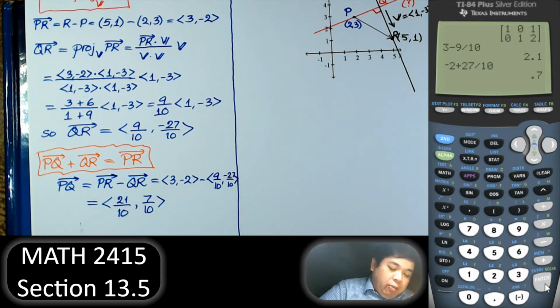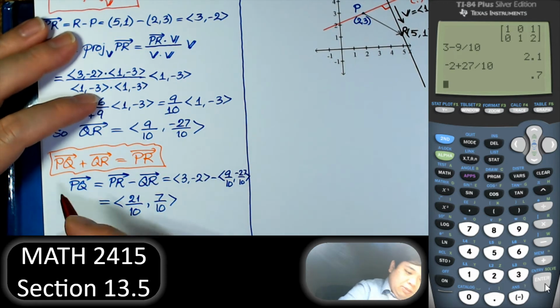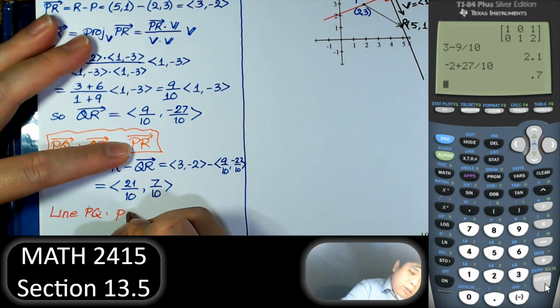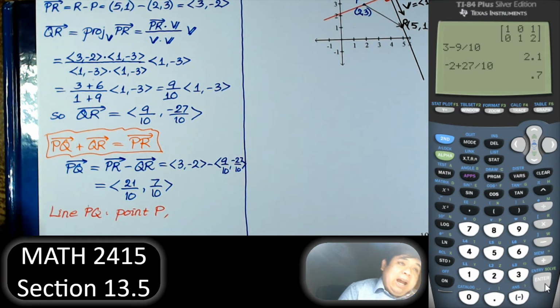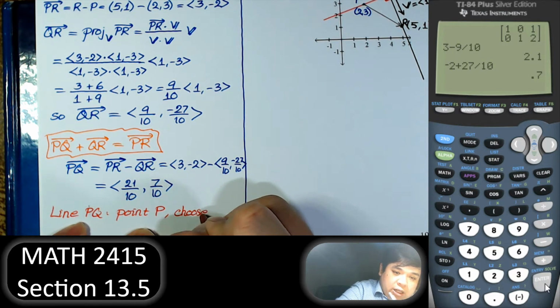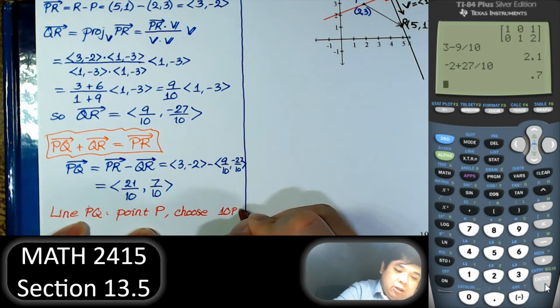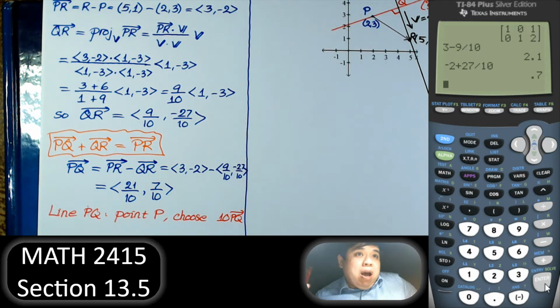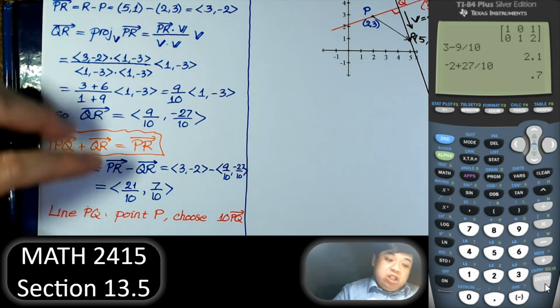However, I remember we need a vector in the direction of PQ. It could be extremely short or extremely long. As long as they point in the same direction, the magnitude doesn't really matter. We focus on direction here. So for the line PQ, we use the point P, and instead of using vector PQ, we choose the vector to be 10 times vector PQ. Why do I do that? Because 10 times this eliminates the 10, we just have 21, 7, which is better. Like I said, any vector pointing in that direction is good.